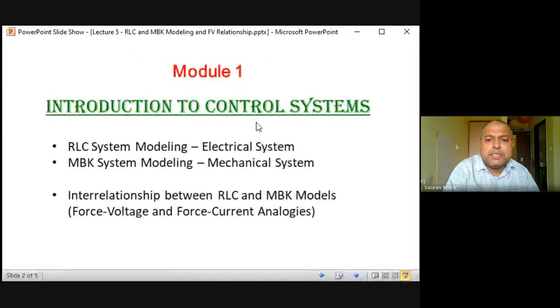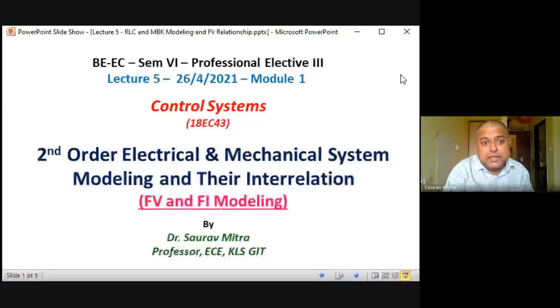So this is lecture number 6, 26th of April. Sorry, lecture number 5 was the one I did last day. I'm going to open the PDF from that lecture. From the PDF we will see what the mechanical system modeling and the electrical system modeling are. Just give me a time, I'll take some time to open the PDF document.